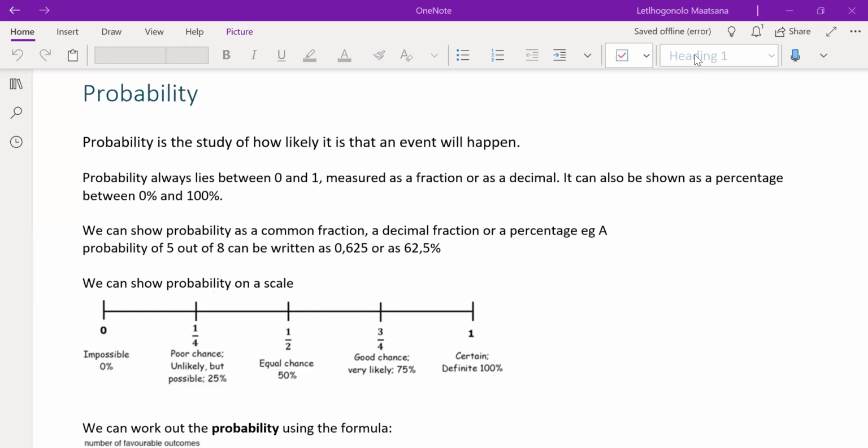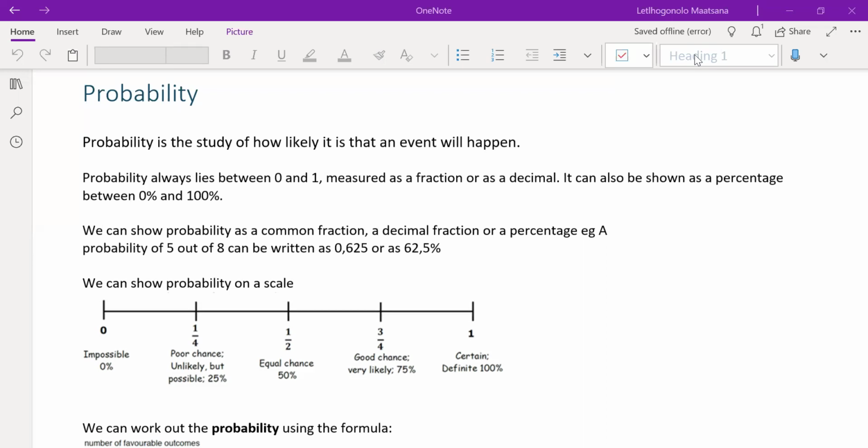Hi, in this lesson, we're going to talk about probability. Probability is the study of how likely it is that an event will happen. Probability lies between 0 and 1 and can be measured as a fraction, as a decimal, and sometimes can be shown as a percentage between 0 to 100.